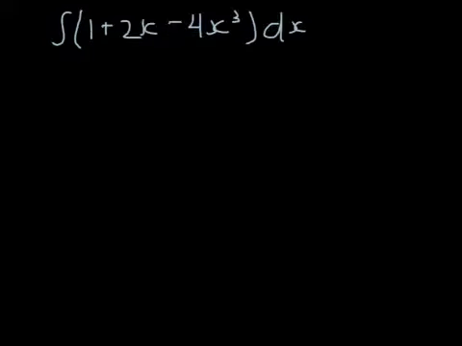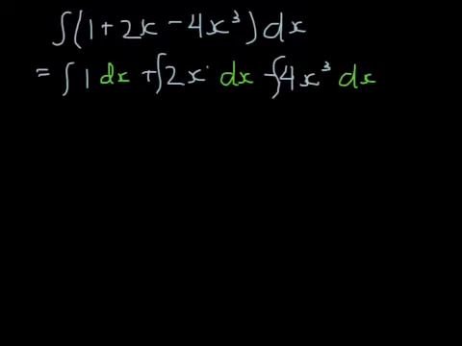For our second example, we are trying to find the integral of 1 plus 2x minus 4x to the power of 3, which was derived from x. Now we look at each term separately. So we see that our integral of 1 is 1 dx, plus our integral of the 2x, where the x is to the power of 1, and lastly, the integral of 4x cubed.